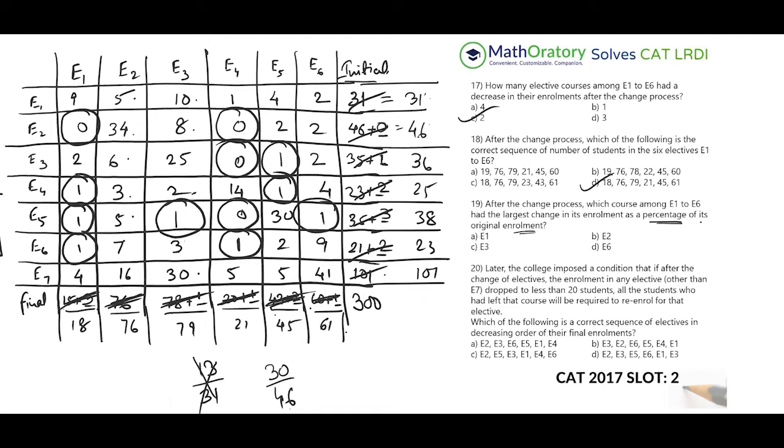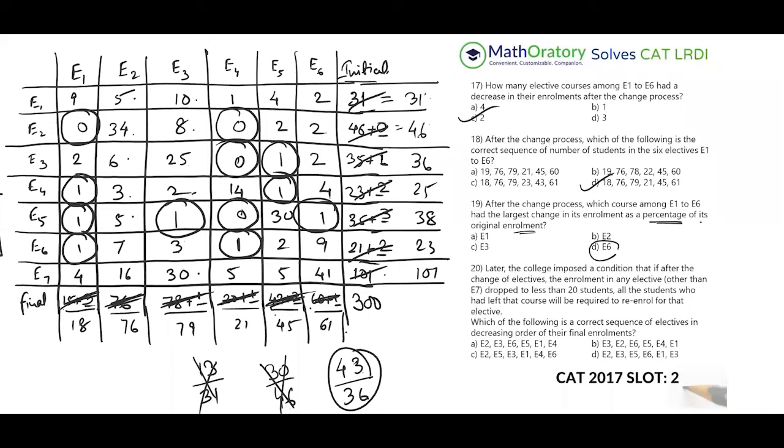Okay. E3 is 36 to 79. So that's a considerable increase. So that is increasing by 43 out of 36, right? That's even more than 100%. So you can definitely strike this out. So the change is 43 out of 36, right? So we can definitely strike the previous one out.